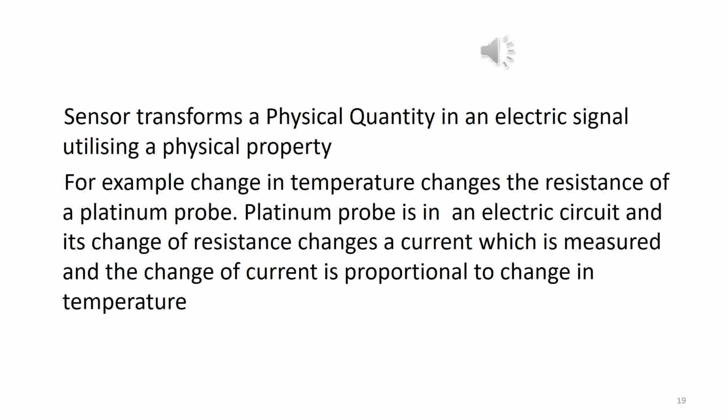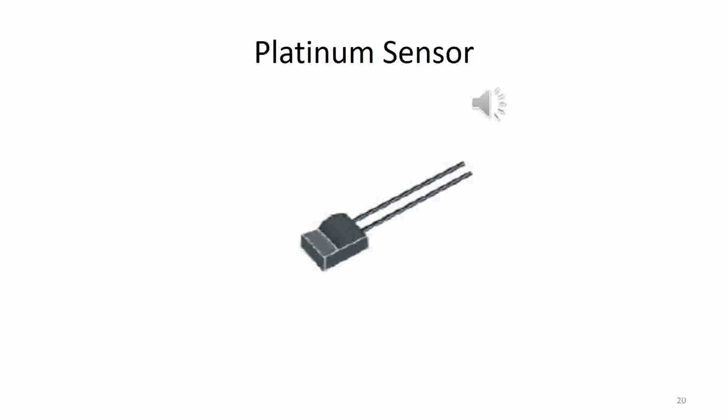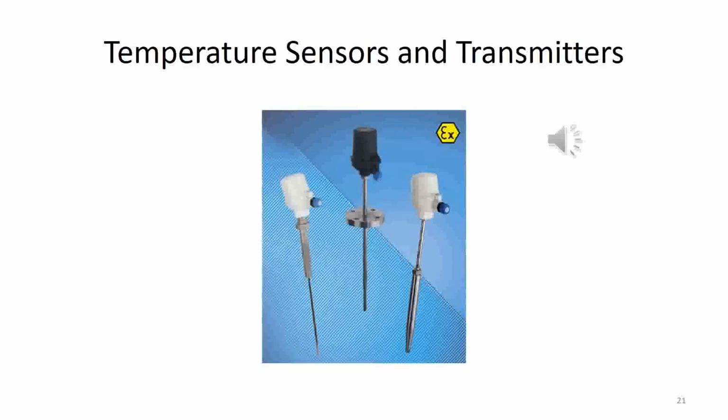Sensor transforms a physical quantity into an electric signal utilizing a physical property. For example, change in temperature changes the resistance of a platinum probe. Platinum probe is in an electric circuit, and its change of resistance changes a current which is measured, and the change of current is proportional to change in temperature. Platinum sensor. Temperature sensors and transmitters. All instruments function in this manner.